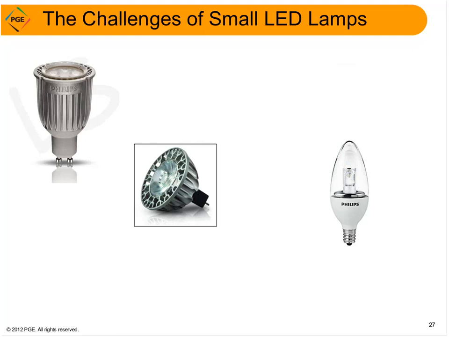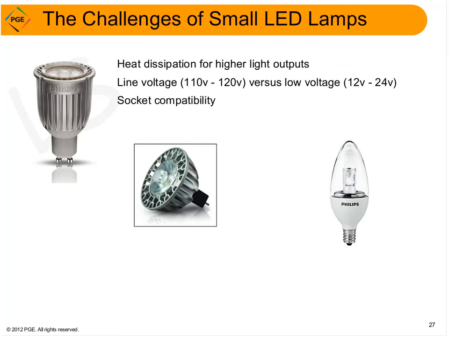The larger PAR 38 and PAR 30 lamps have an easy time dissipating heat because of their large size. However, it becomes more difficult to manage the heat when you get smaller lamps like your MR16s, PAR16s, and these candle or candelabra style bulbs. Currently, you can easily find MR16s to replace up to 35 watt halogen MR16s, but you're going to find it's more challenging to find ones that replace the 50 watt halogens.